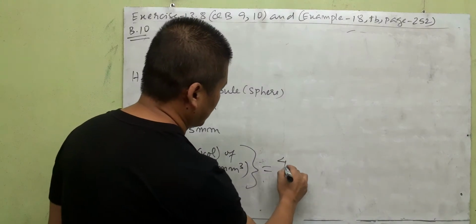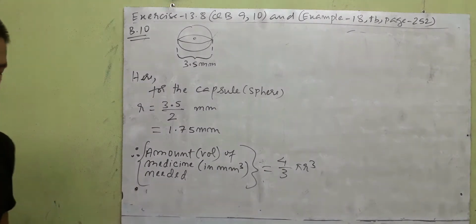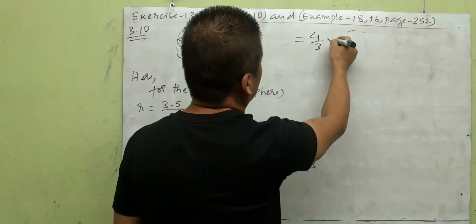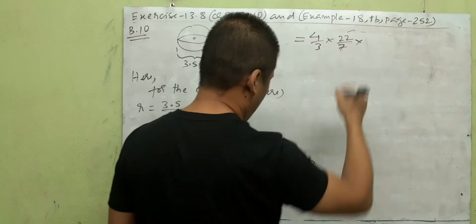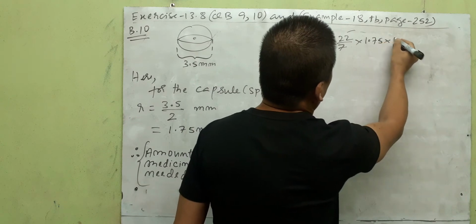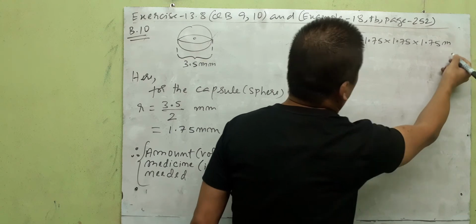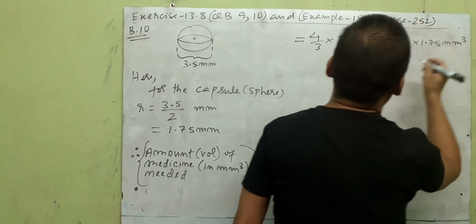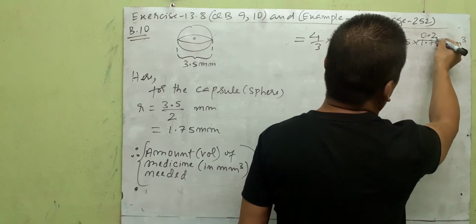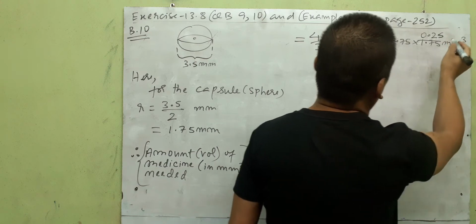It will be equal to the volume of one capsule, 4/3 pi r cube. This much liquid can go inside, right? Liquid medicine. So we can just solve this one. 4/3 into 22/7 into r, which here is 1.75, into 1.75, into 1.75 millimeter cube. So here 7 1s are 7, 7 2s are 14, 14, 15, 16, 17, 7 5s are 35.